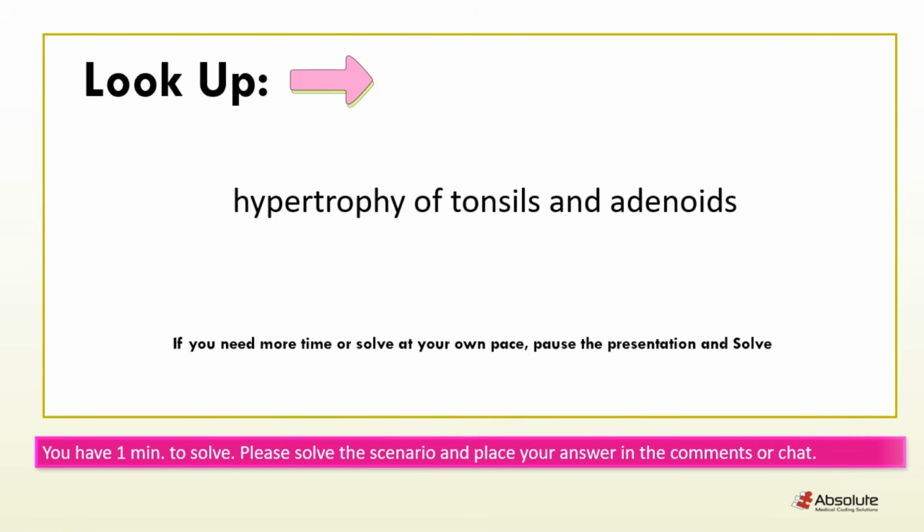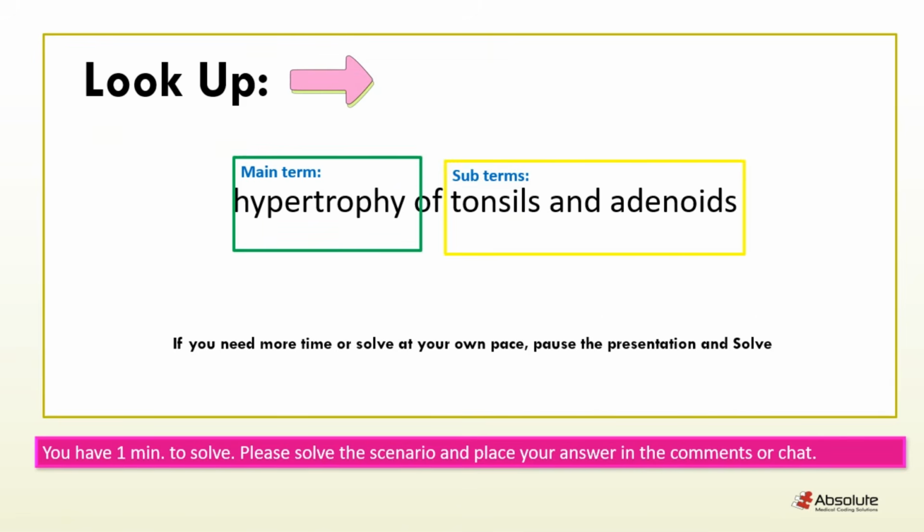Time's up. All right, my question to you, what is the main term? If you said hypertrophy, you are correct. Now, what are the subterms? Okay, I think I gave it away. If you said tonsils and adenoids, outstanding. All right, so let's do the first step. Step 1, look up the main term.